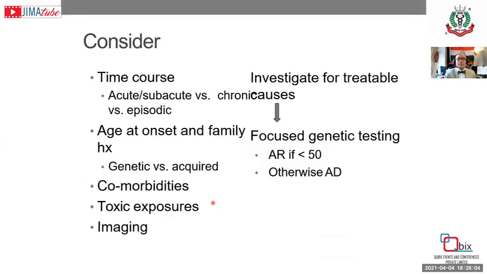So when I'm presented with a patient with cerebellar disorders, how do I investigate the same? Well, there is a time course to be considered: acute, subacute, and chronic. Is there any family history, maybe genetic, maybe acquired, what other comorbidities, any toxin exposures, and of course, imaging abnormalities that will give you clues, because at the end of the day, we're investigating for treatable causes. And then we'll undertake focused genetic testing if we can identify an autosomal recessive.